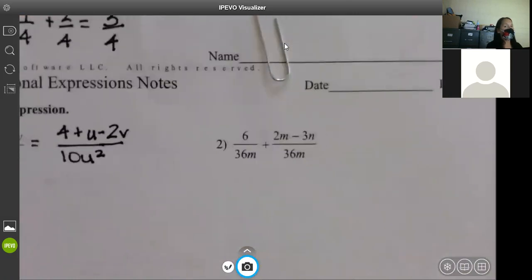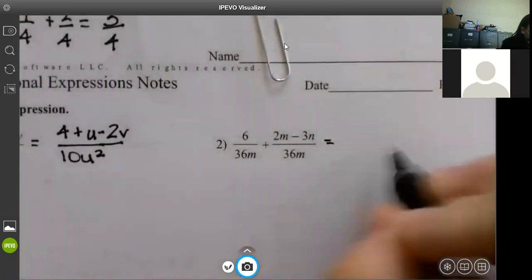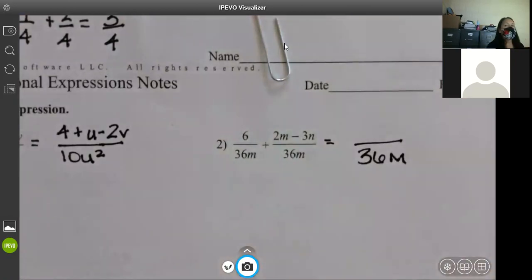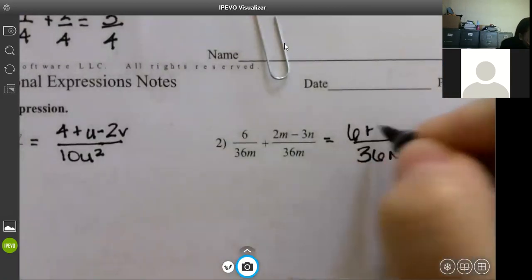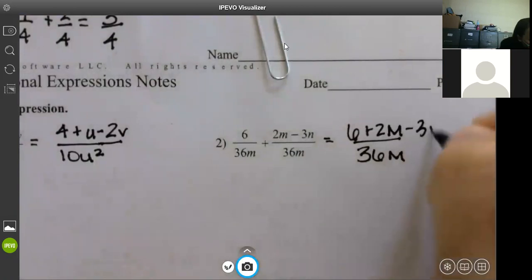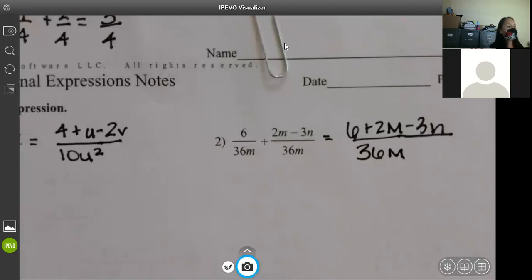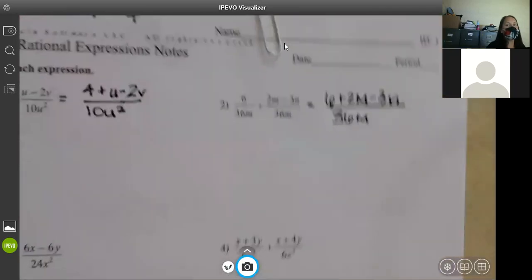On the second one, do we have a common denominator? Yes. So we just use our common denominator. On the top, do we have any like terms? No. So we just write it completely out. 6 plus 2m minus 3n. Again, if there's anything else we could do to simplify for a GCF, any kind of factoring we could do, we would want to do that. But again, on all of these, we've not had anything that we can pull out.